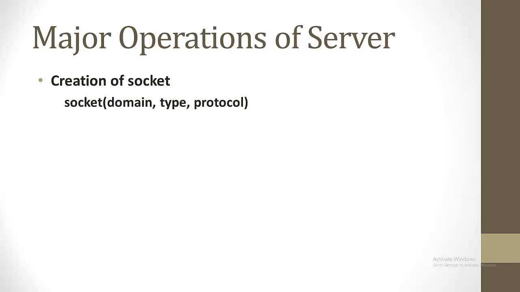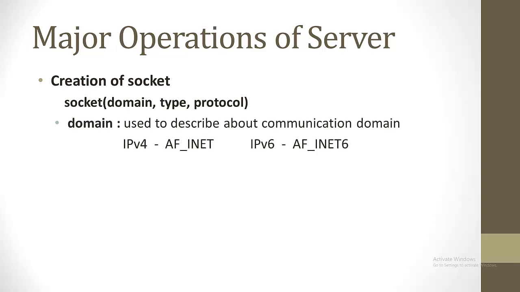So first we'll see about how to create a socket. If you want to create a socket, then we need to use the socket function, and it contains 3 parameters, that is domain, type and protocol. The first parameter is domain, which is used to describe the communication domain. That is either it may be IPv4 address or IPv6 address, as we have seen in the previous lines. If it is an IPv4 address, then we need to indicate that in the program using the keyword AF_INET. If it is IPv6 address, then we need to indicate in the program AF_INET6. So this is about the domain specification of the socket.